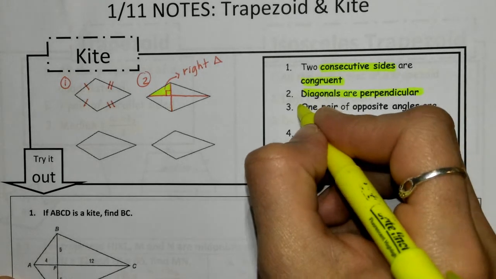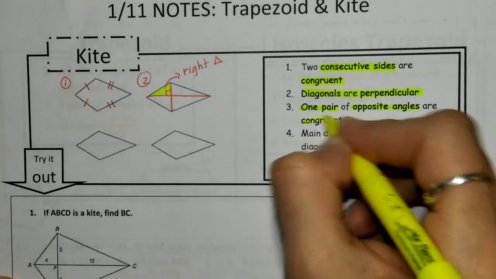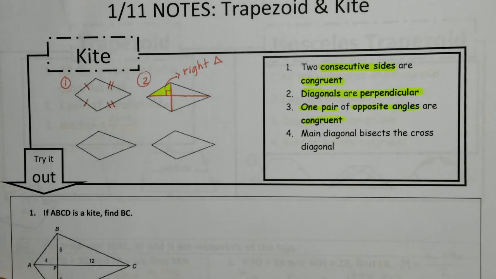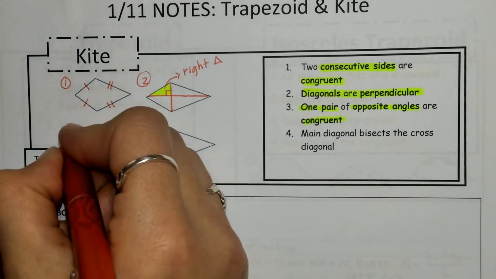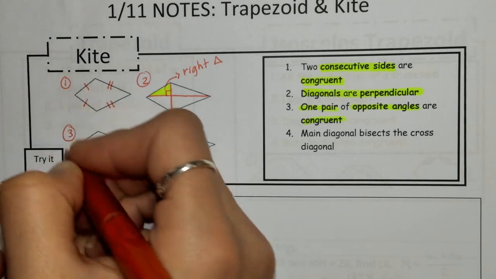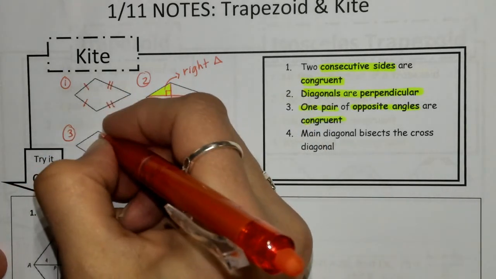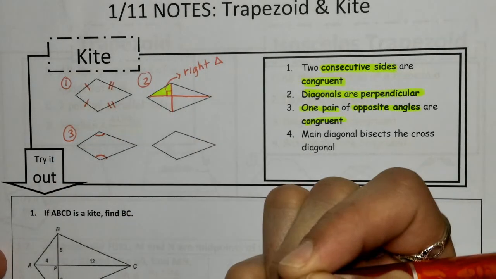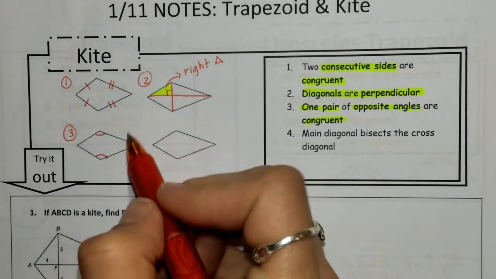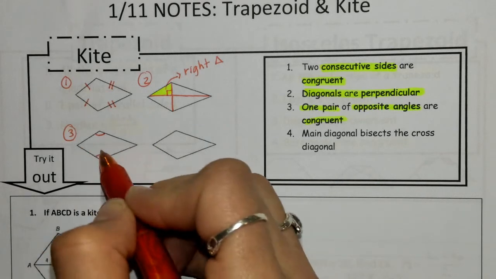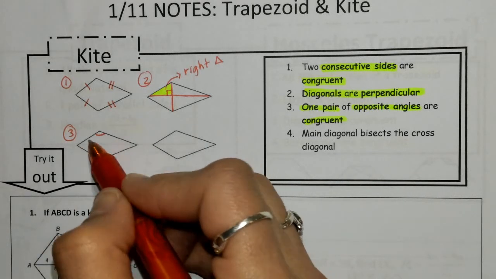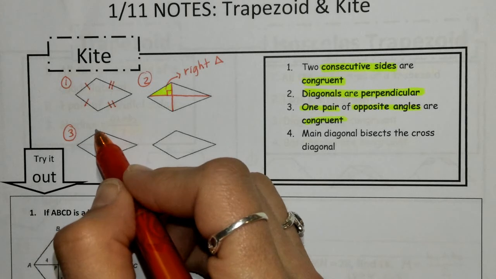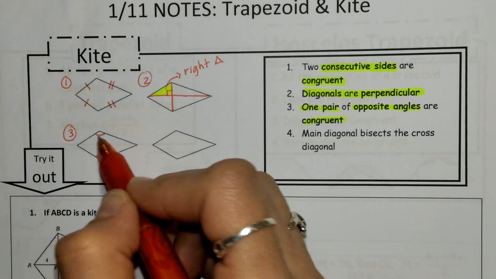Number 3, we have 1 pair of opposite angles that are congruent. And these are going to be the angles between the non-congruent sides. Not the angles between the congruent sides, but these 2 right here. So you go from the shorter side to the longer side, the angle that's in that vertex right there.